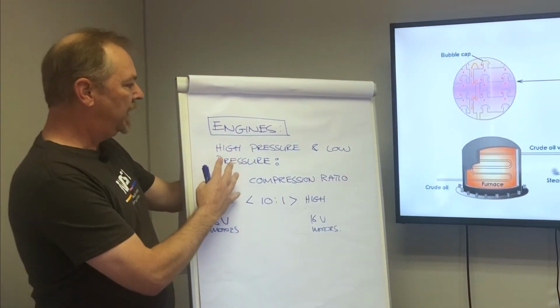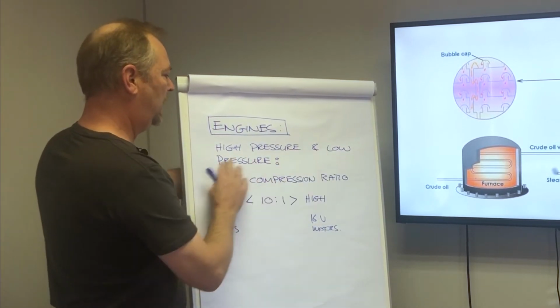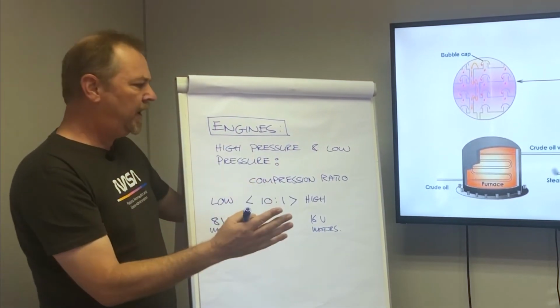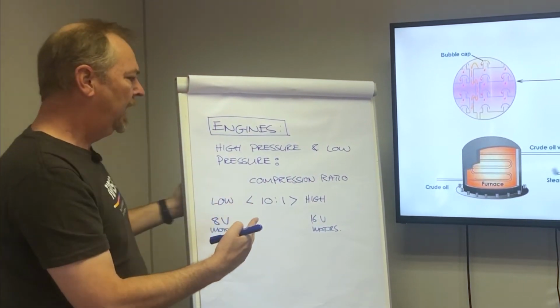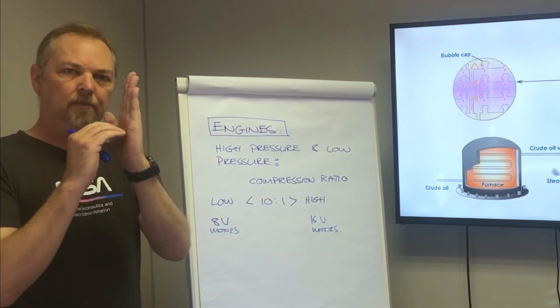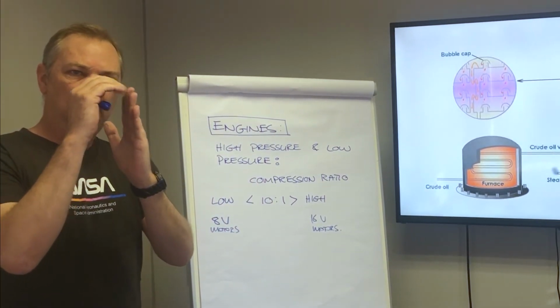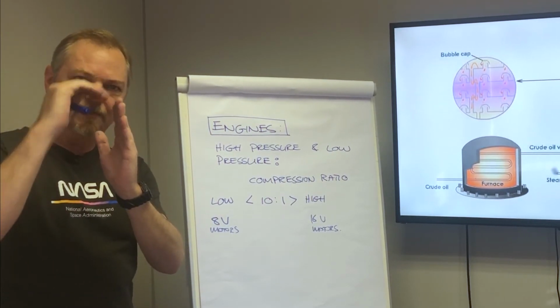So in the main, we have two types of engines. We have a high pressure engine and a low pressure engine. You might have read about a compression ratio when you've looked at the specs on an engine. And what the compression ratio tells us is the difference in volume that the piston scribes through versus the volume that's left over between the top of the piston and the start of the head.